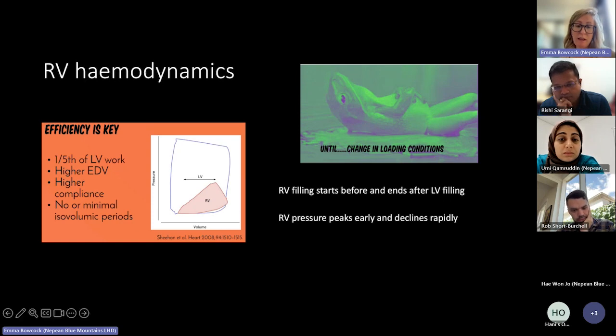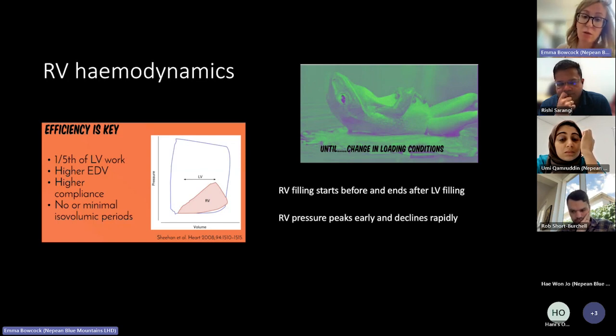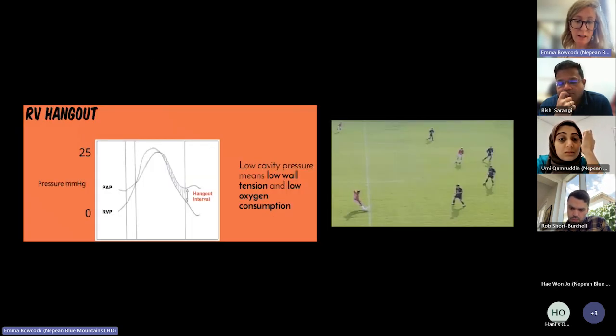Of course, as the RV becomes diseased, chronically pressure overloaded in pulmonary hypertension, you'll see that the RV pressure volume loop becomes more like an LV pressure volume loop, which is obviously quite abnormal, and it goes through these adaptive remodeling phases and maladaptive remodeling, which is all quite complicated, but I'll talk through a little bit of its relevance in the ICU setting.